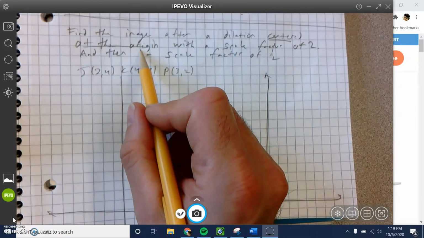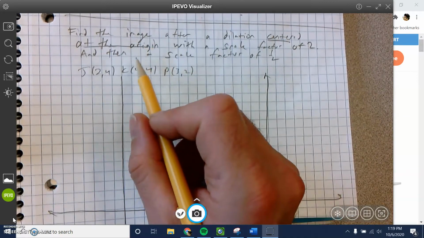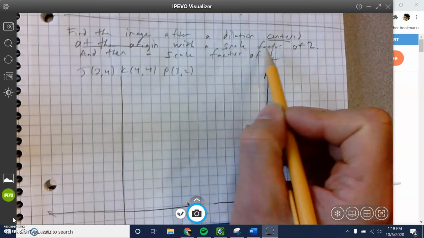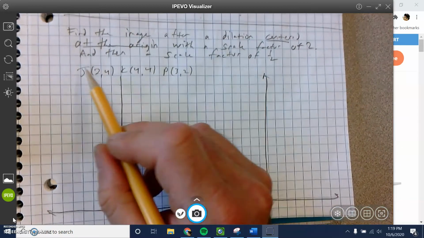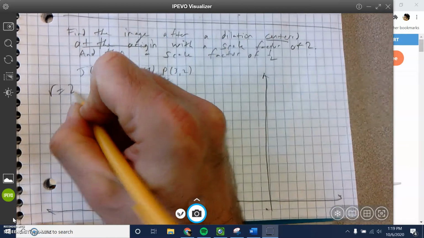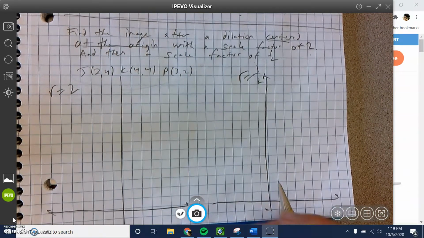Just like you're rotating around the origin, this dilation is centered around the origin. Just like rotation has changed, but make sure it says origin first so these rules apply. With the scale factor of 2 and then a scale factor of a half, we're going to take these points and do a scale factor of 2 over here and a scale factor of a half over here. So we're going to do it twice.